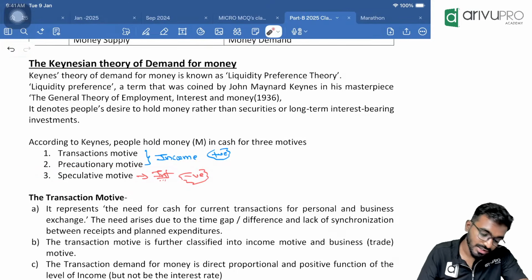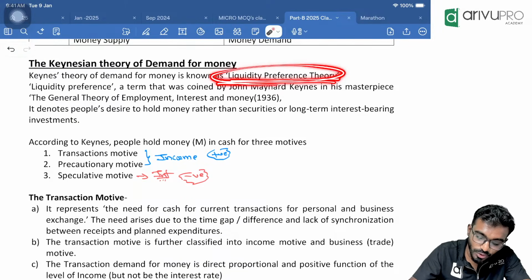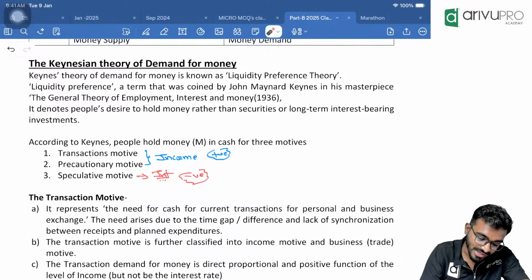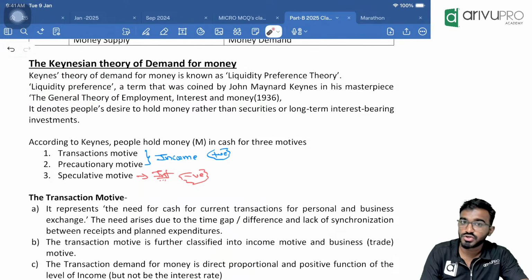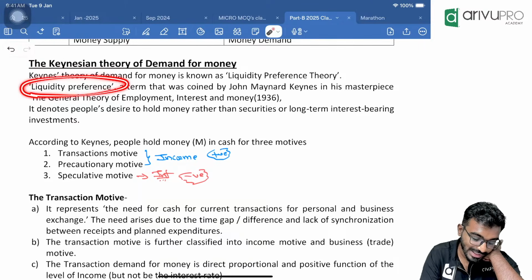See, John Maynard Keynes, the speculative demand for money, this is also called as liquidity preference theory. This liquidity preference is a term coined by John Maynard Keynes, and this is what the exam question once they have asked. Clear. So the term coined by John Maynard Keynes, that is a demand for money from Keynes' perspective, is called as liquidity preference.